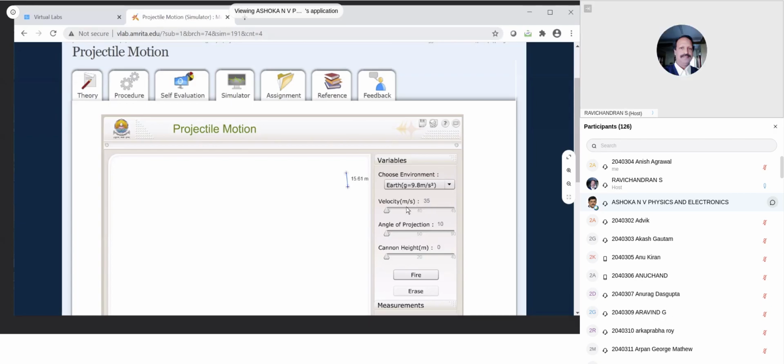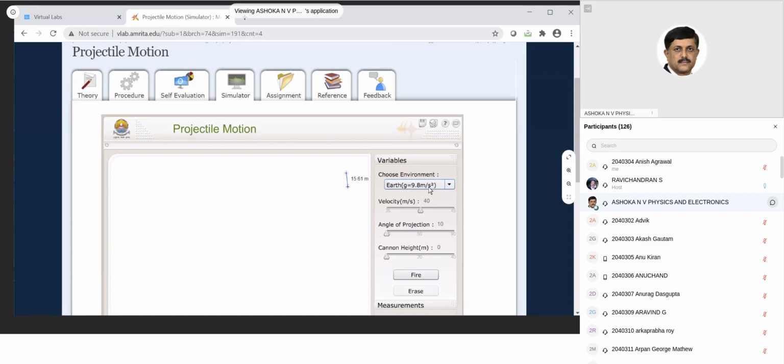Then for velocity, it shows a minimum of 35, and 40, 45. These 3 values you can do, or you can choose any values between 35 and 45. So this is your velocity range. We can vary the velocity of the projectile from 35 to 45. Maybe I will keep it in between to demonstrate for you. Let me keep it at 40 meters per second.